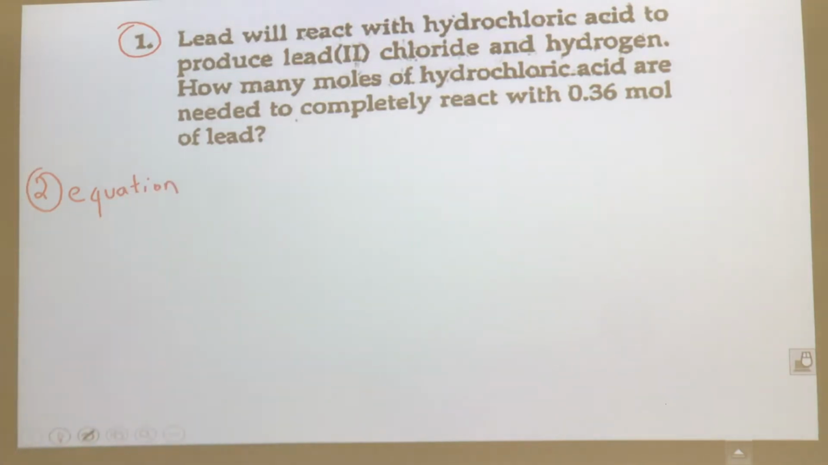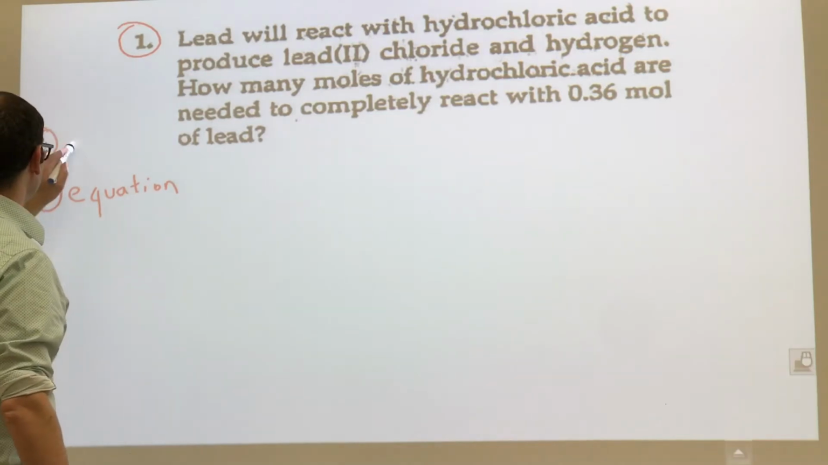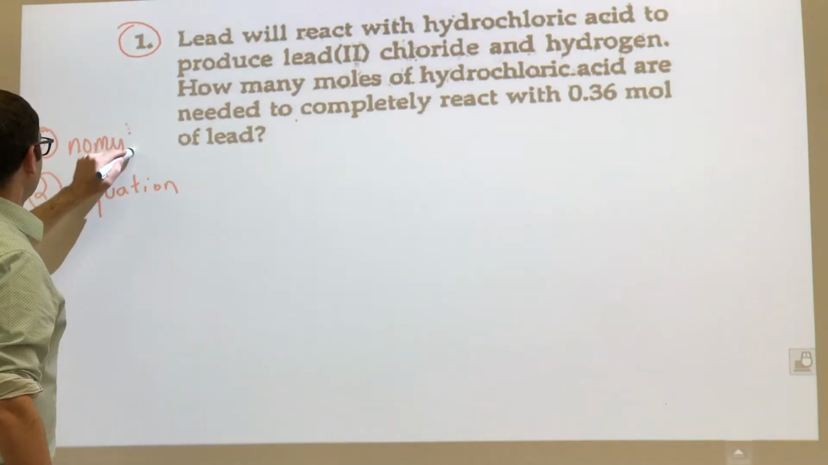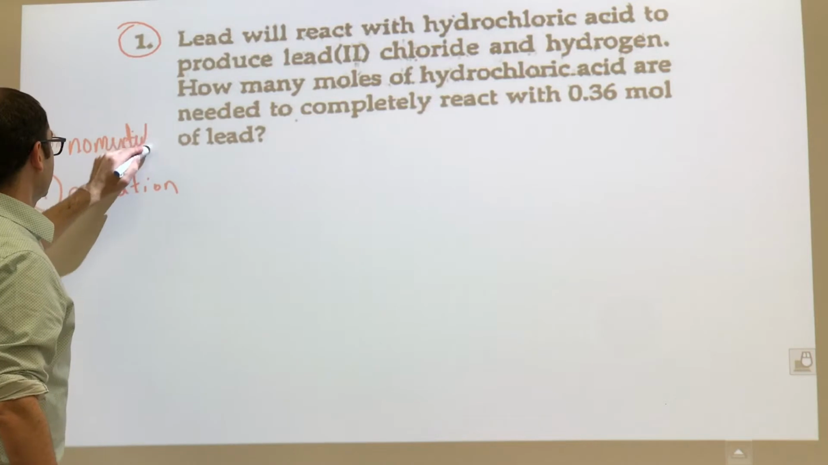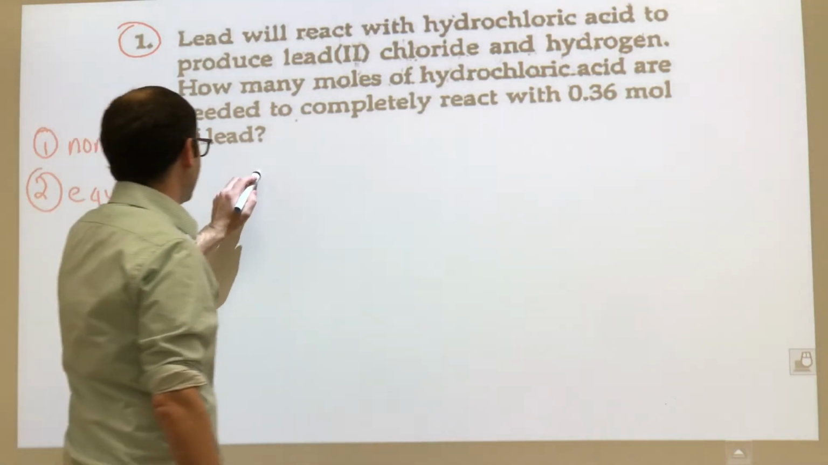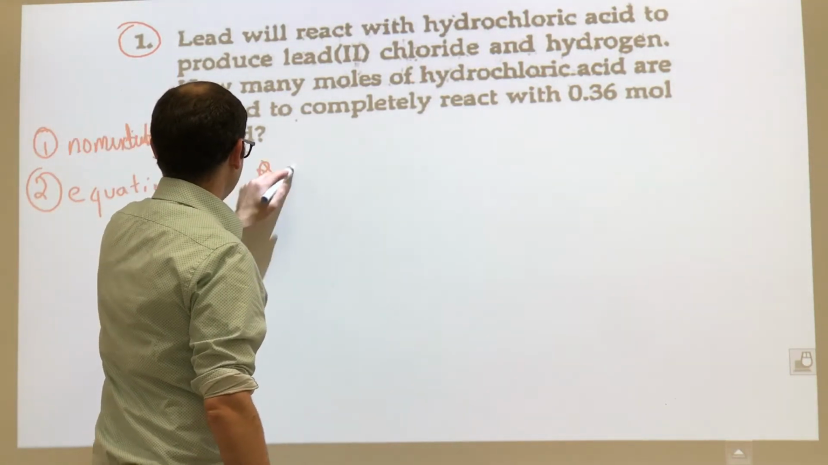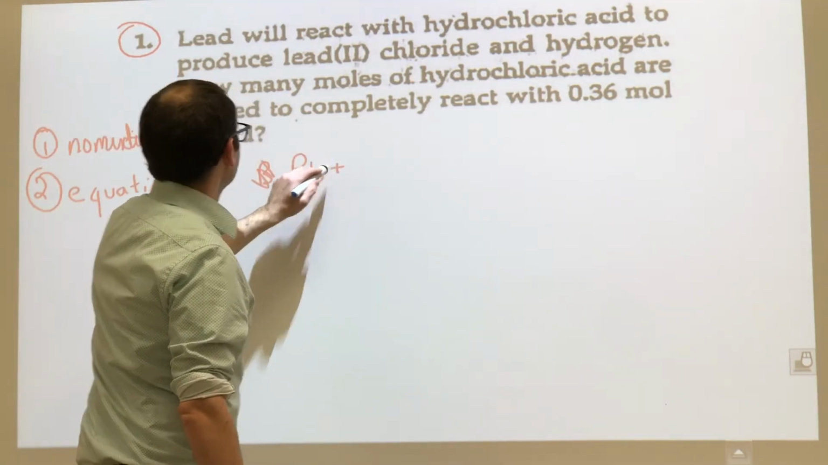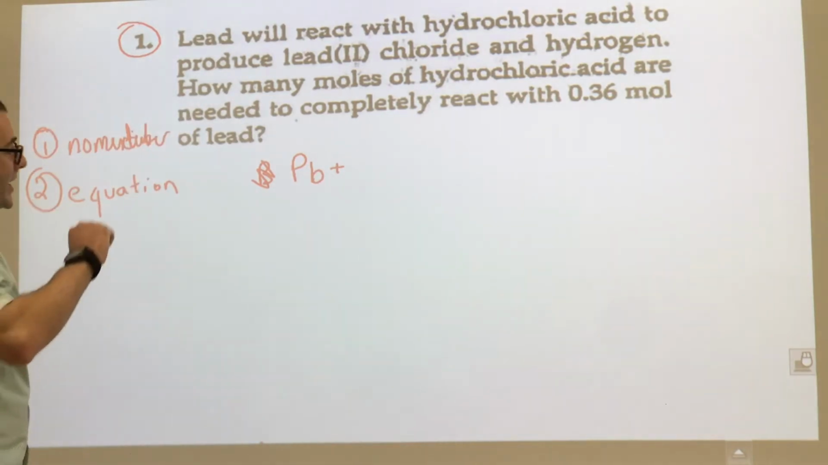Before you can write the equation, what do you realize now that you need to do first? Nomenclature, yeah, exactly. So step 1 is going to be the nomenclature. Unless you're like, now you can just read it. It's like the matrix, right? You're like, I just know that lead is Pb. I don't even have to think about it. That's not P, Pb.